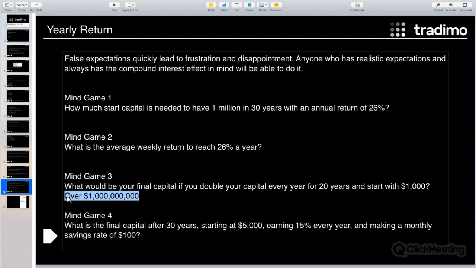So this is just to give you an idea what is possible and what not. Of course, in my eyes, it is not realistic to think you can double your money every year, but this is only to give you an idea what the final capital would be. And of course, you don't need to become a billionaire, but you see everything is possible if you, let's say, make 30% a year.